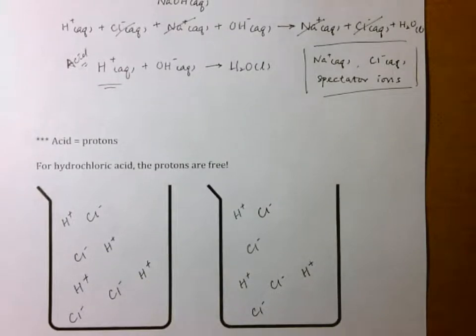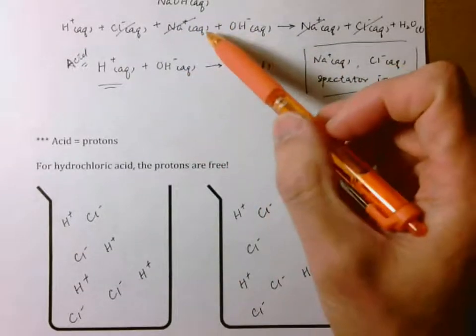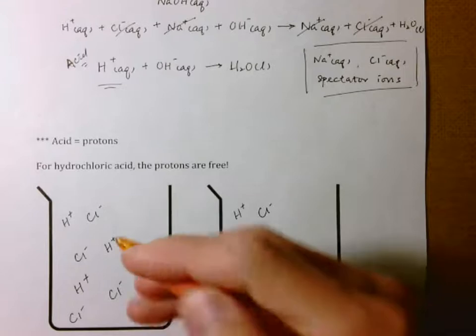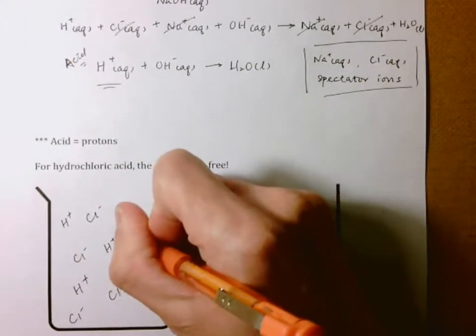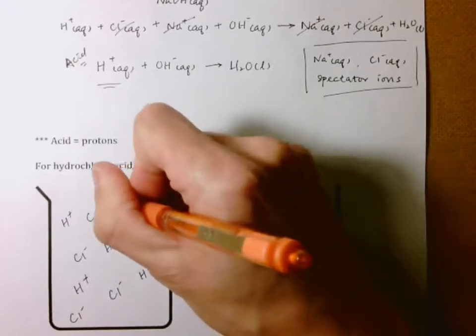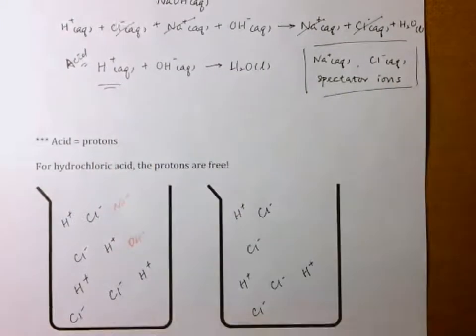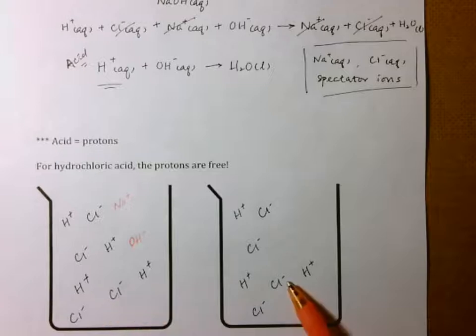What happens when you add sodium hydroxide? Sodium hydroxide solution is this. If you add sodium hydroxide solution, you're adding OH minus and Na plus. They are already separated. So when I say conceptual understanding, it is to understand what is happening in the picture.